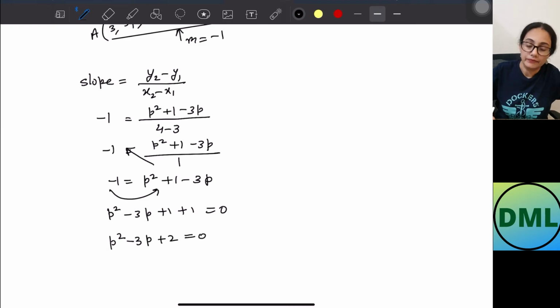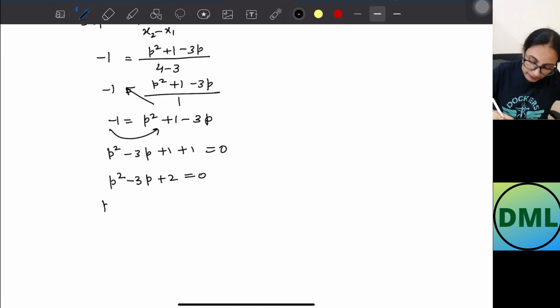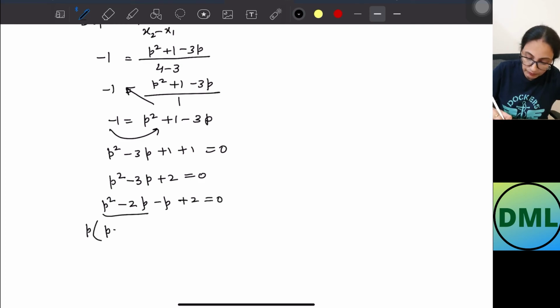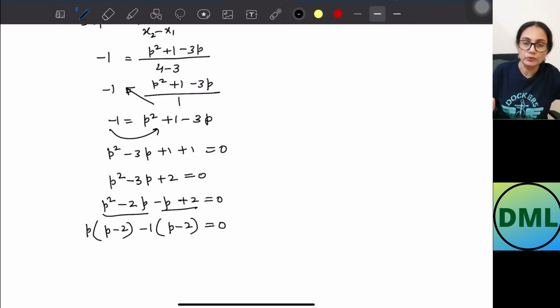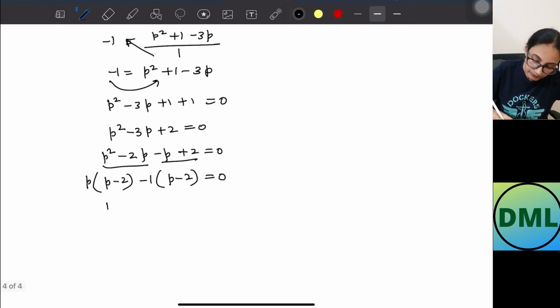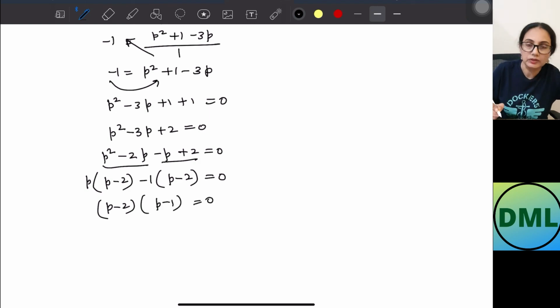Now I have to factorize that. So let's do the factorization. p squared minus 2p minus p plus 2 is equal to 0. From the first two, p is common, so it will be p minus 2. From the next two, minus 1 is common, so it will be p minus 2. That is equal to 0. p minus 2 and p minus 1 are the two factors of this equation. Put it equal to 0. So p minus 2 is equal to 0 as well as p minus 1 is equal to 0.